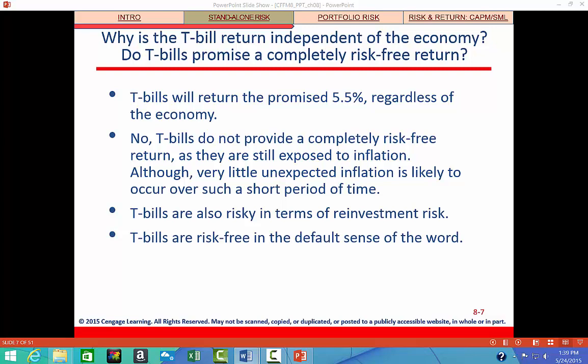Also, if you invested in a portfolio of T-bills and rates then went down, your nominal income would fall. That is, Treasury bills are exposed to reinvestment risk. So we can really conclude that there are no truly risk-free securities in the United States. If the Treasury sold inflation-indexed tax-exempt bonds, they would be truly riskless, but all actual securities are exposed to some type of risk.